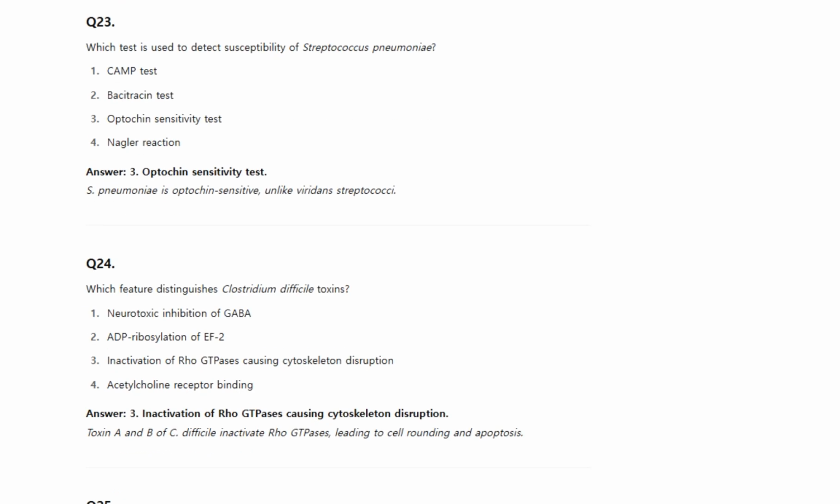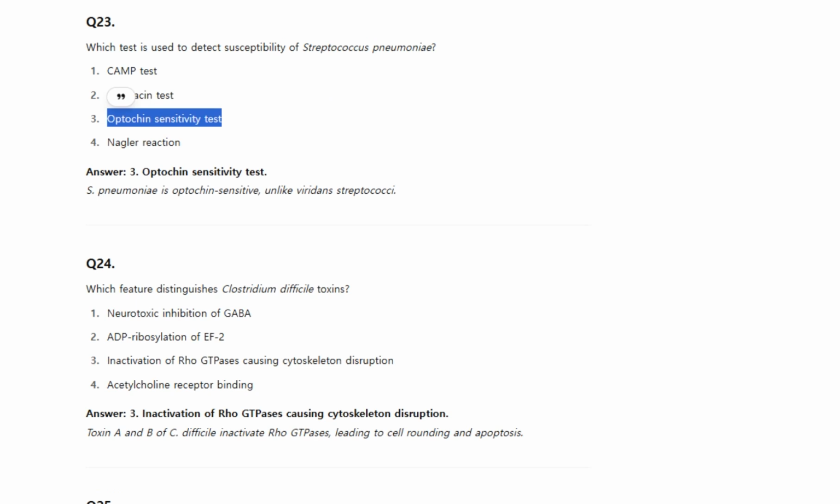Q23. Which test is used to detect susceptibility of Streptococcus pneumoniae? 1. CAMP test. 2. Bacitracin test. 3. Optochin sensitivity test. 4. Nagler reaction. Answer: Optochin sensitivity test. S. pneumoniae is optochin sensitive, unlike viridans streptococci.